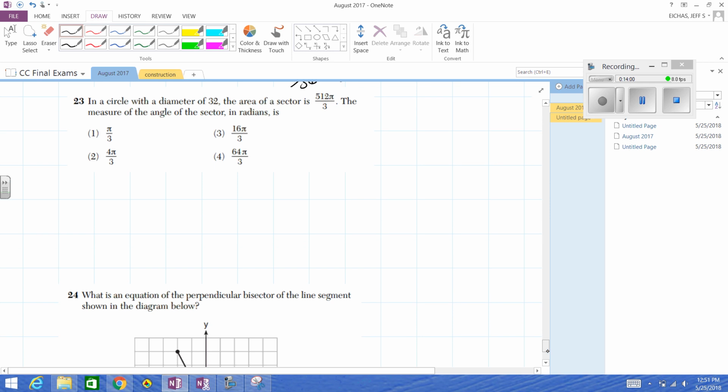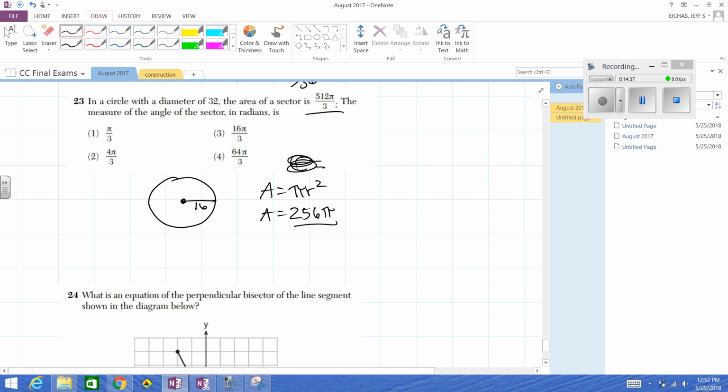2 more for this video. Circle with diameter 32. The area is, okay, so here's what I want to do. All right, so a circle has a diameter 32, radius is 16, area is pi r squared. So the area of this should be 256 pi. I squared 16, left it in terms of pi. So the full area should be 256 pi. The area of the sector's 512 pi over 3.